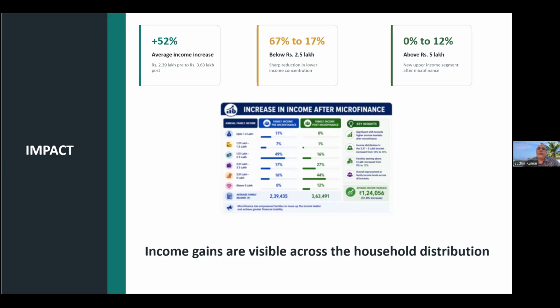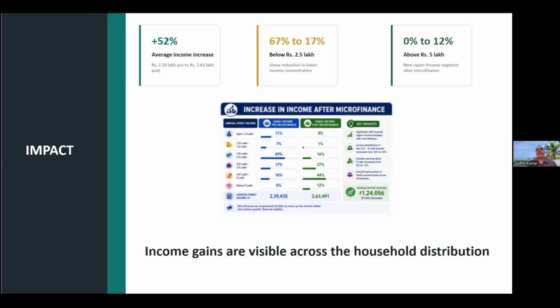The share of families below 2.5 lakh income has reduced from 67% to 17%. Here we asked pre and post. Now there is inflation and other things that come into the picture, because this was on average a 5-year difference. So when we ask pre and post, there are other economic indicators which may have influenced it.